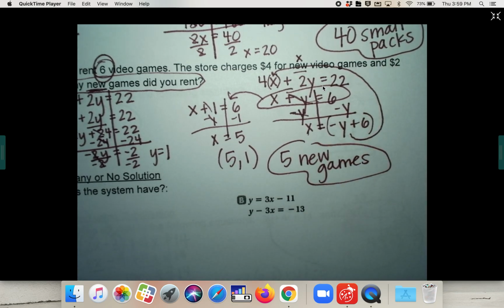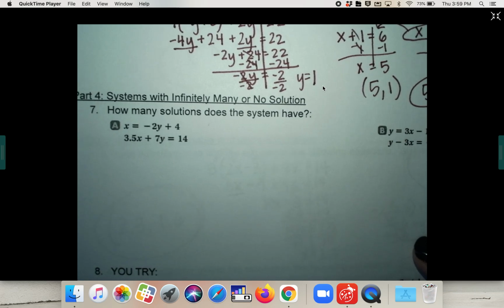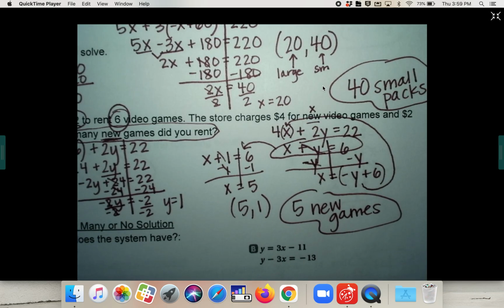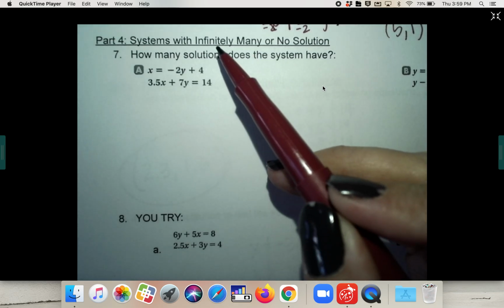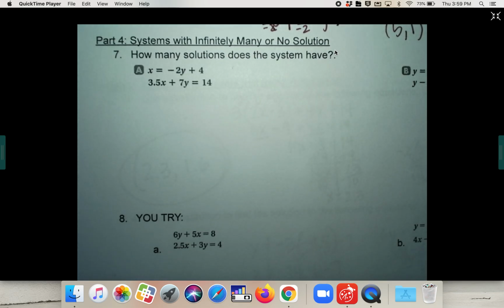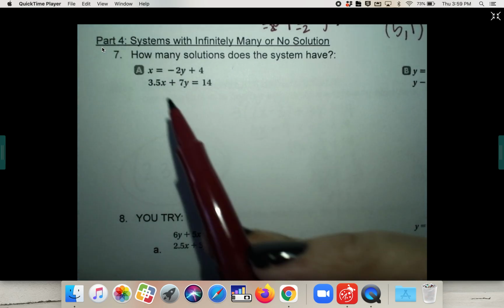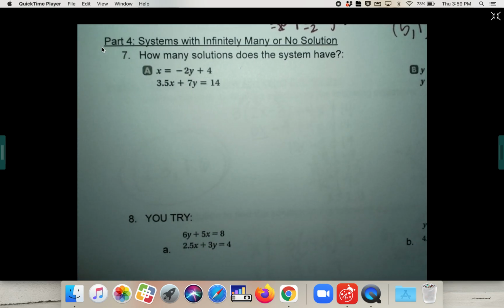Okay, this is a great time to take a break and pause and make sure you understand all this. But if you're still with me, we're going to go ahead and talk now about infinitely many or no solutions. So if you're doing equations that have infinitely many or no solutions, this is what it's going to look like. You still have to get x or y by itself.